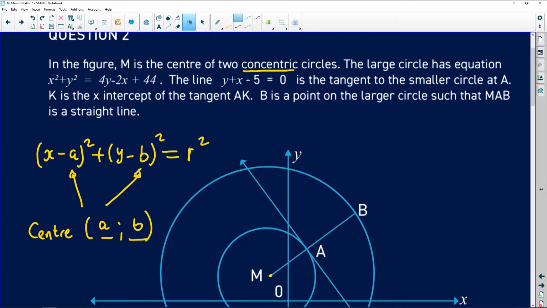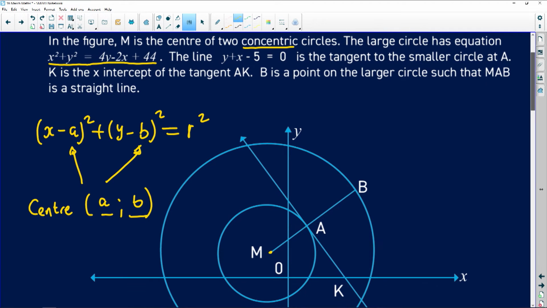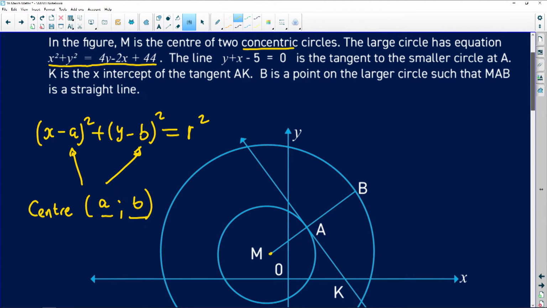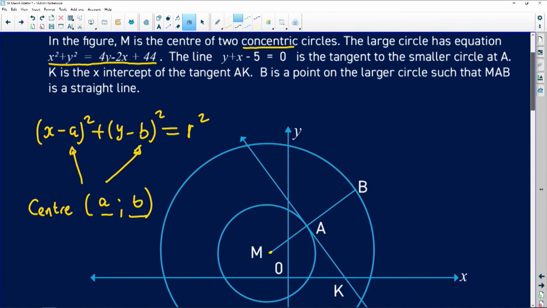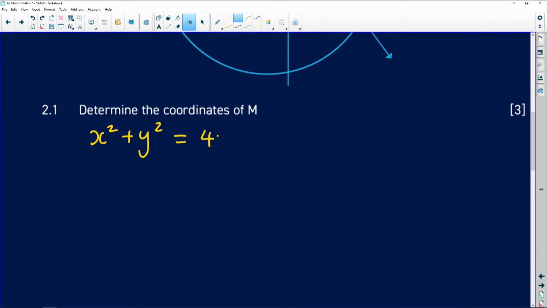If I can rewrite the equation given for the larger circle in the standard form you're looking at there in yellow, then I can see the coordinates of the center, which happens to be M in this case. So let's write that down and see how we can manipulate the equation so that we can see the coordinates of the center. We know that x squared plus y squared equals 4y minus 2x, so we're going to have here 4y minus 2x plus 44.